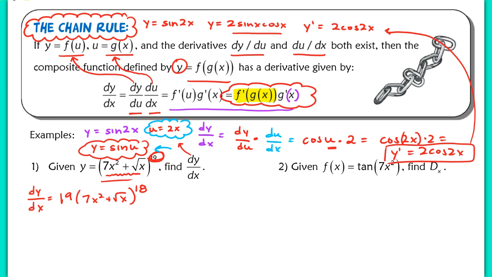Now by the chain rule, you have to multiply that by the derivative of the inside function. So this is your inside function here. If we multiply that by the derivative of this, that would become 14x plus 1/2 times x to the negative 1/2. So it's not a very pretty looking product here, but that is the derivative of y with respect to x.